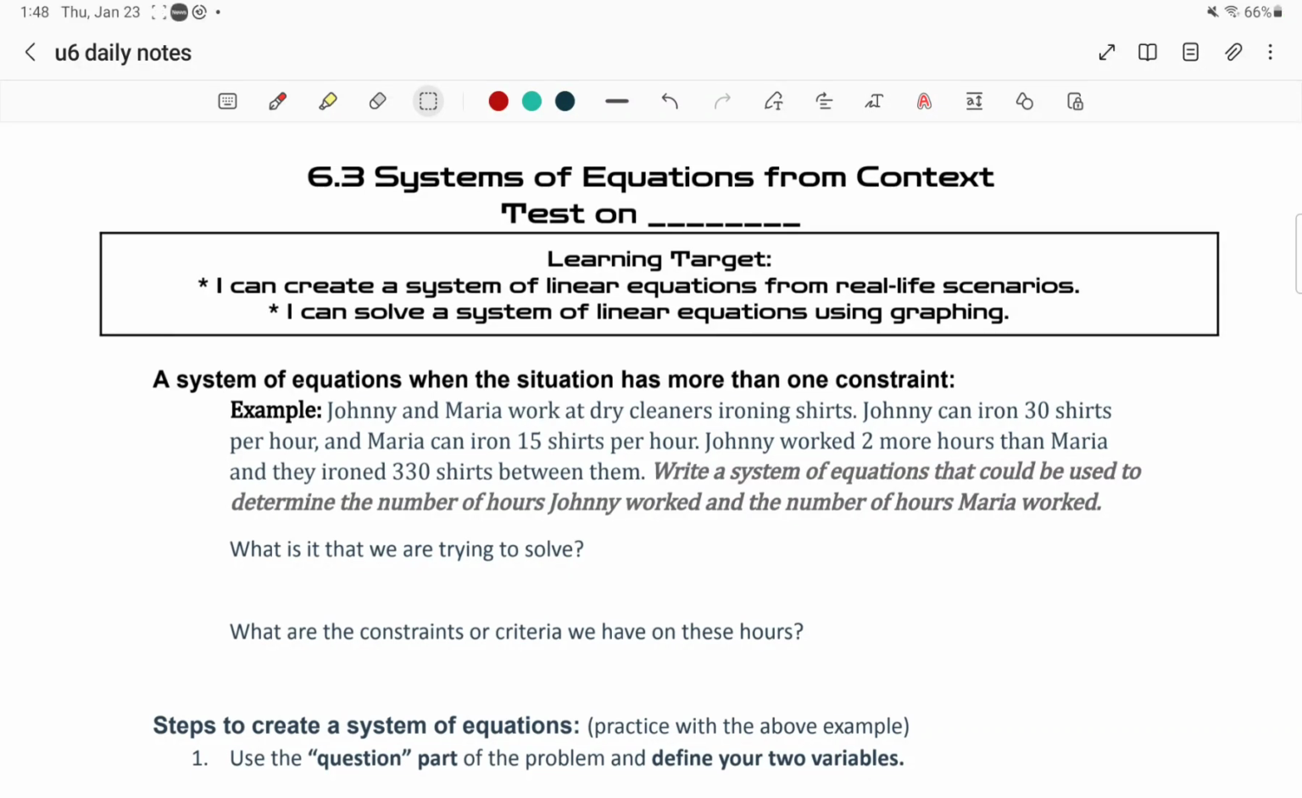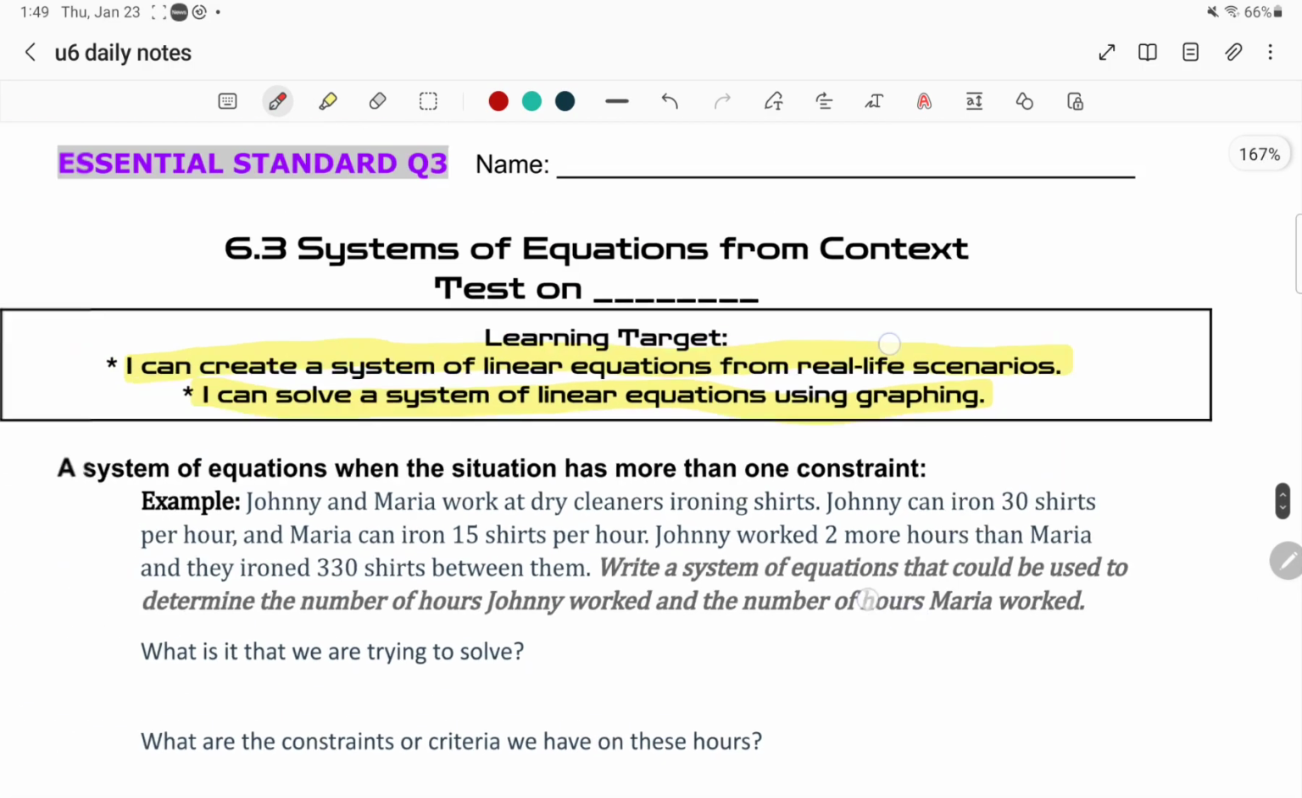Hello students, today we're doing 6.3 Systems of Equations from Context, which is the same as word problems. We are going to be able to create a system of linear equations from real life scenarios, and we're going to be able to solve the system using graphing. So let's hit that out of the park right now.